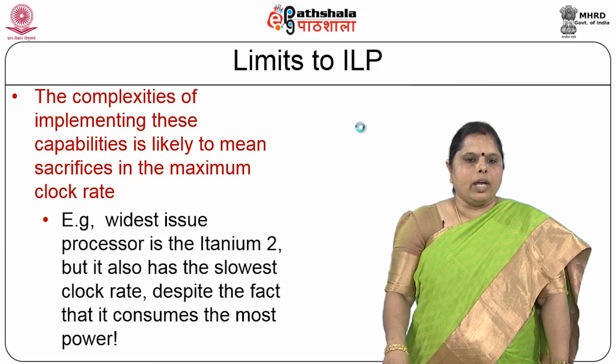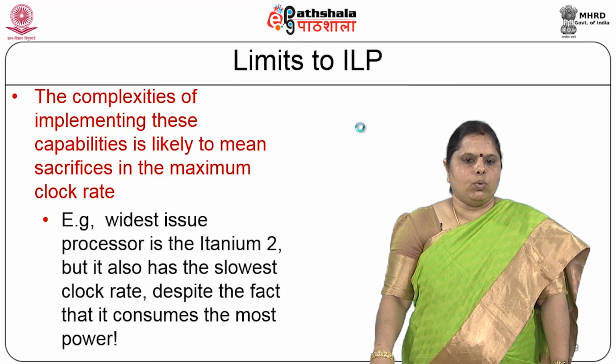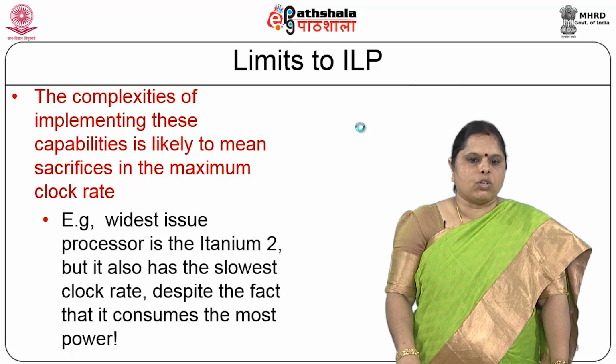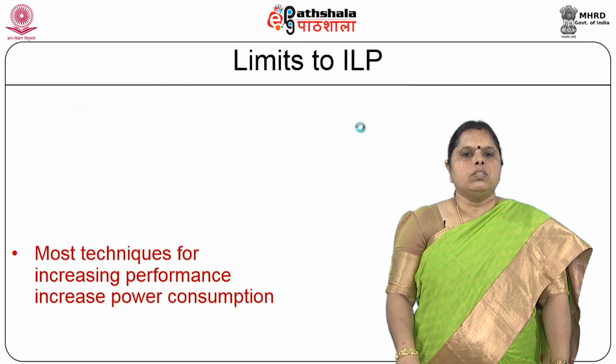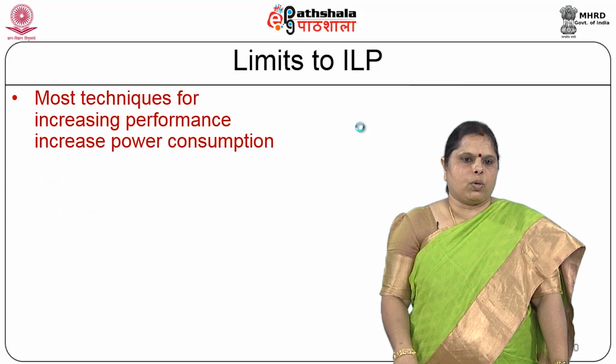For example, the widest issue processor is the Itanium 2, but it also has the slowest clock rate despite the fact that it consumes the most power. So, all this leads to a lot of limitation with respect to ILP.